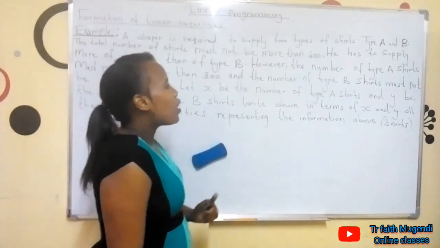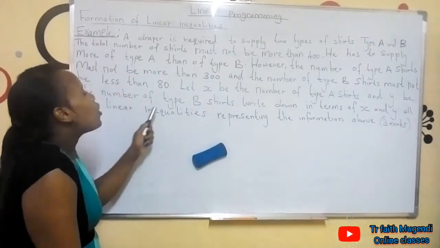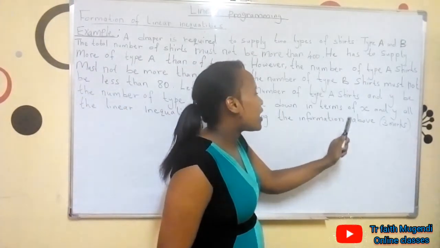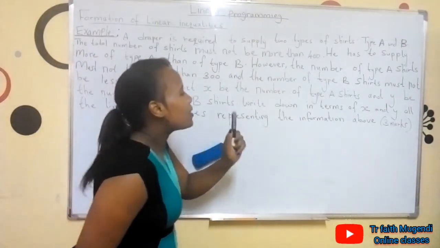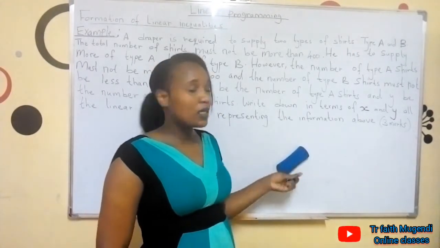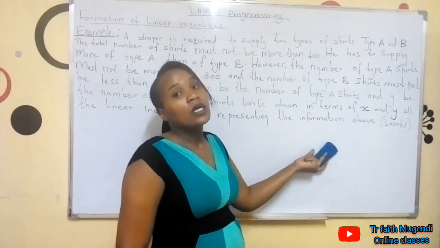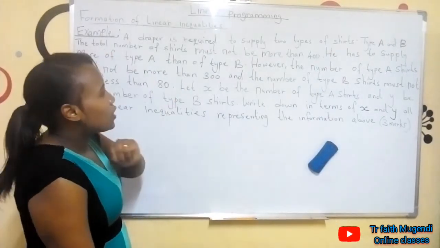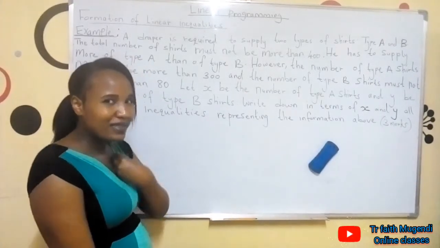Let X be the number of type A shirts and Y be the number of type B shirts. And then you are told, write down in terms of X and Y all the linear inequalities representing the information above. I have decided to just take part A of this question so that we learn how to form linear inequalities. So, without much ado, let us look at our question a second time, so that we try to own the question and understand it better.